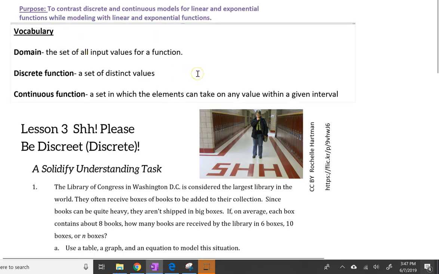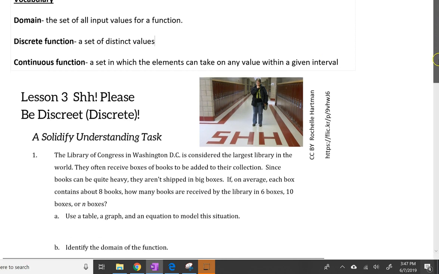So the vocabulary we need to be reminded of from the last lesson is that the domain is the set of all input values for a function. A discrete function consists of a set of distinct values. When we talk about a set in that case, we're talking about the y values or the x values separately. So they're distinct, whereas in a continuous function, the x values and the y values are both sets in which the elements can take on any value within the given interval.